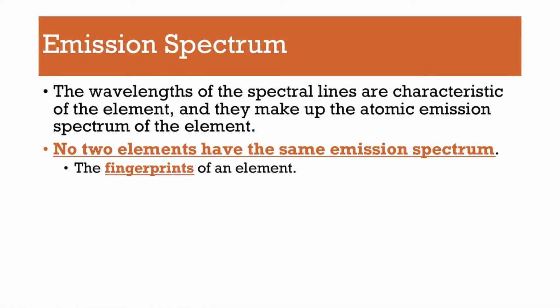So if we're looking at the emission spectrum, you get these characteristic lines at specific wavelengths for specific elements. No two elements have the same pattern. So these are like fingerprints for these elements. That pattern is specific to that element and that element only.